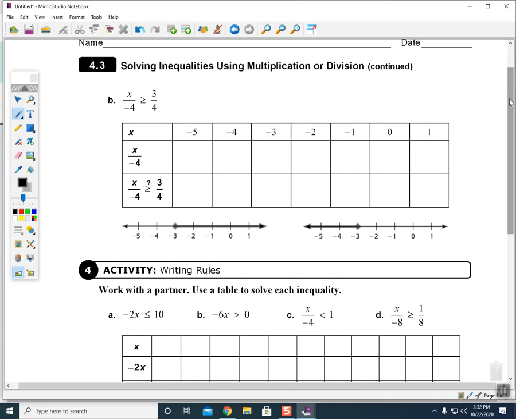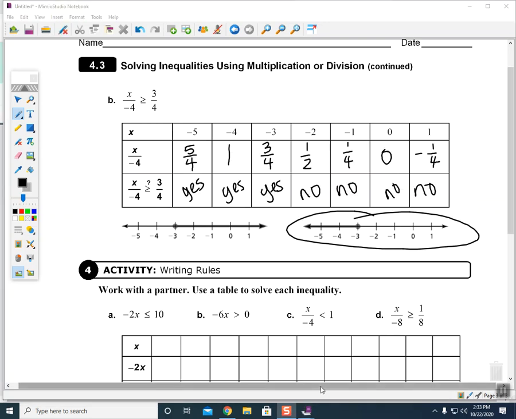Okay, I want you to go ahead and do letter B on your own. When you're finished with it, you can come back and check your answers with mine. All right, so for this one, you should have gotten to the end that x needed to be less than or equal to -3.